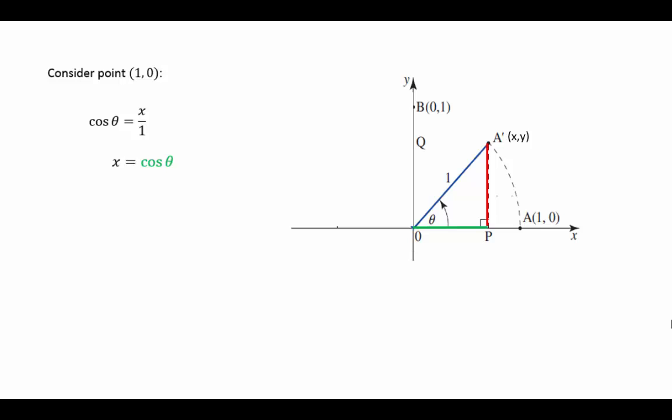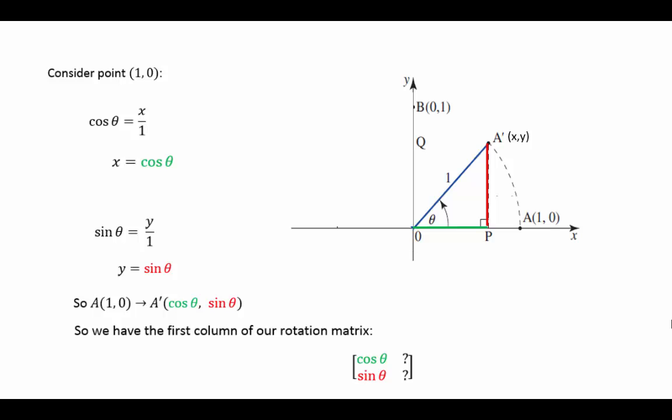Looking at the y coordinate, which is the red line in that triangle, sine theta is y over 1, so opposite over hypotenuse, which means that y equals sine theta. And so the point A (1, 0) maps onto the point A' (cos theta, sine theta), and hence we have the first column of our rotation matrix.